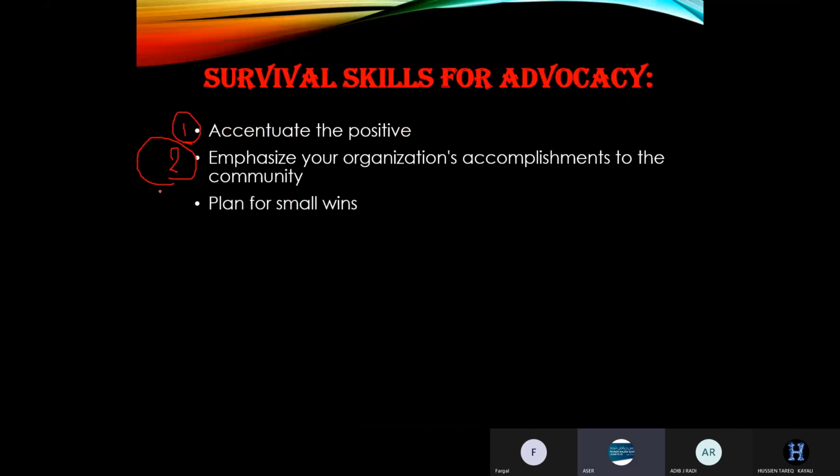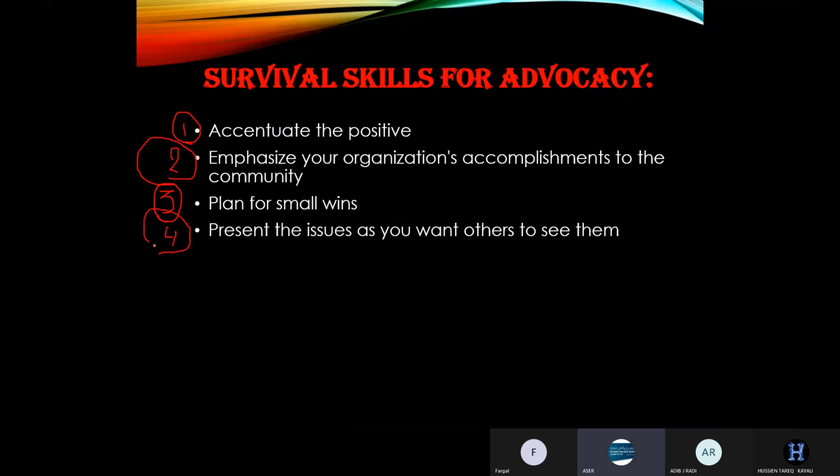The second skill is to emphasize your organization's accomplishments to the community. The third skill is plan for the small wins. Okay. Number 4 is present the issues as you want others to see them, and that's a very important point.